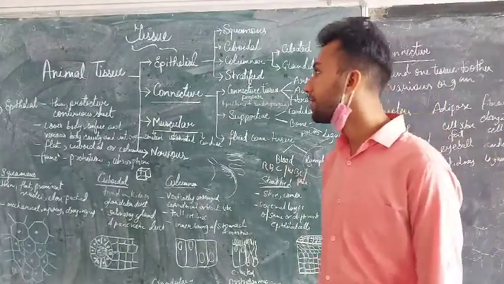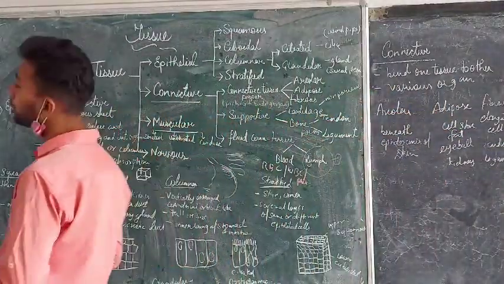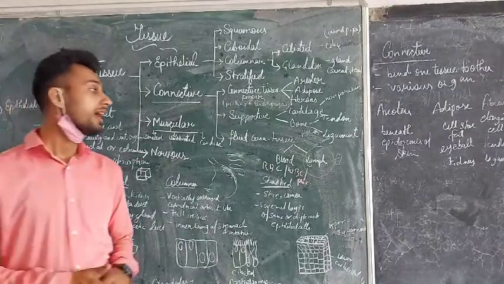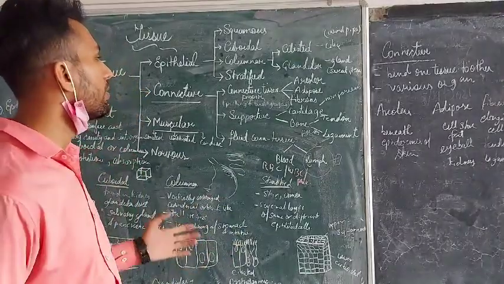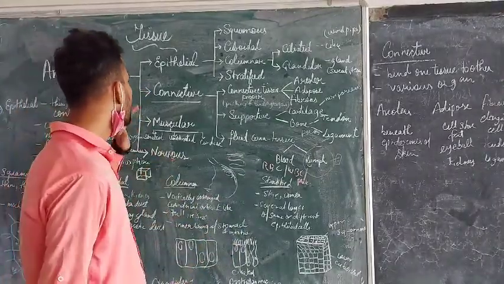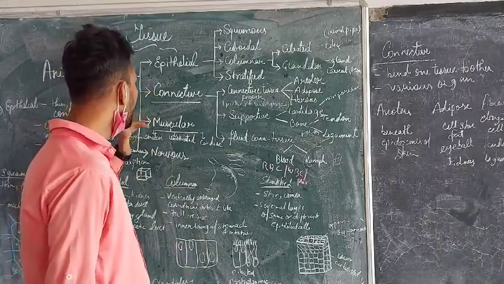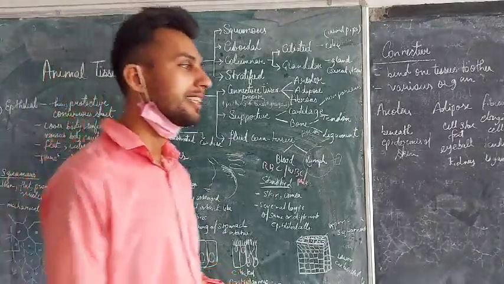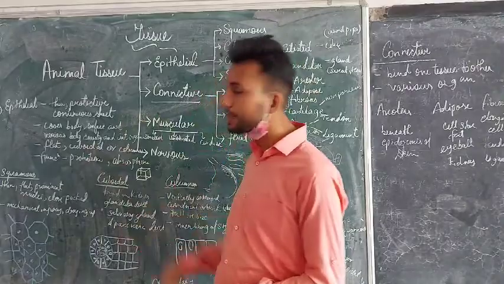So this is the lecture on today's topic, animal tissue, which I had taken in your live class also, and I explained the connective tissue here. In the next lecture we will study connective, muscular and nervous tissue, and in this way this chapter related to epithelial tissue will be completed.